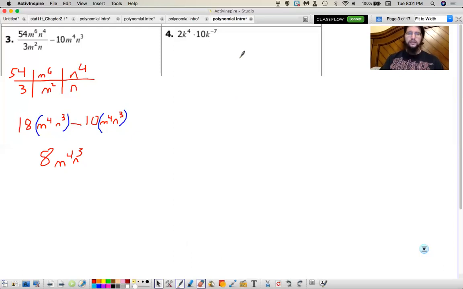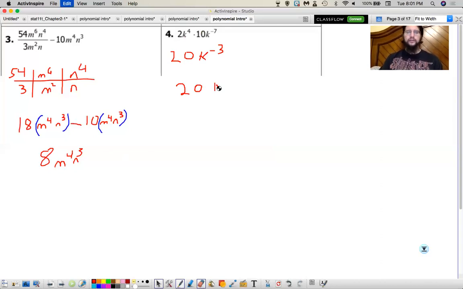All right, let's look at this next one. We're multiplying here. It's going to be 20, 4 plus a negative 7. So that's k to the negative 3. That's not incorrect, but it's not done. We cannot leave a negative exponent, ever. That's not simplified. What happens with the negative exponent? Well, we reciprocate it.